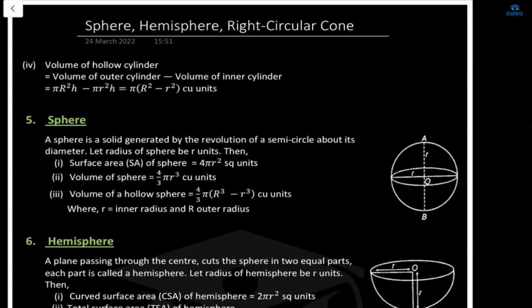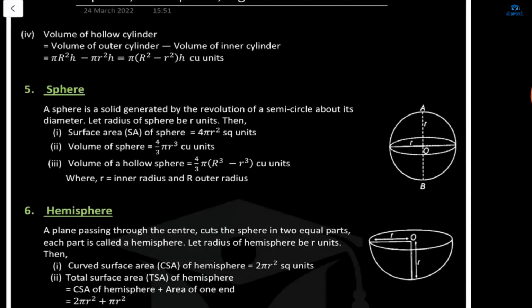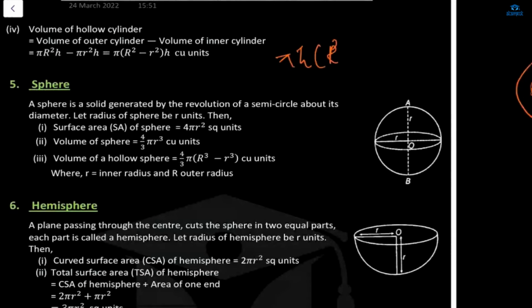So what will be the volume of the outer cylinder? We have seen the volume of a cylinder. What is the volume of the cylinder? Pi r square h, because it is area of the base into height. So pi R square h, and for the inner also pi r square h. Pi and h will be common. Nobody has any doubt till here now. So it will be pi (R square minus r square) h. We have taken the common outside. You can just write pi h (R square minus r square).